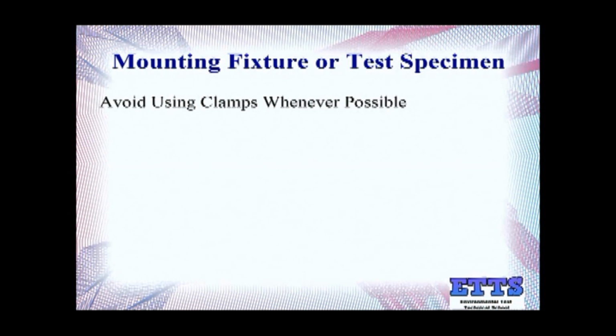Mounting fixture or test specimen. Avoid using clamps whenever possible. You will want to bolt down your unit directly to a fixture whenever you possibly can. Clamps are not the proper way of mounting your unit because they could potentially input small shocks into your unit, due to the fact that there will be some decoupling and the unit will rattle around inside of the clamps. So avoid using clamps whenever possible.